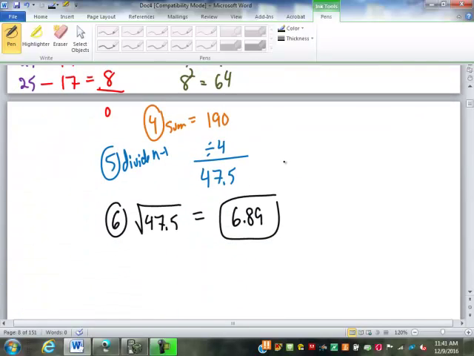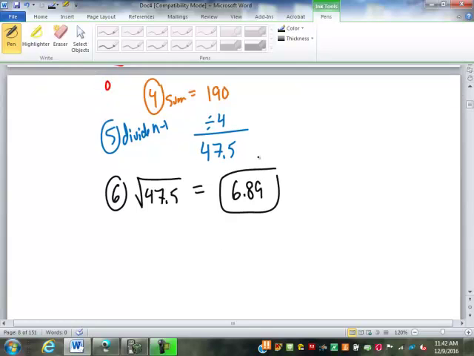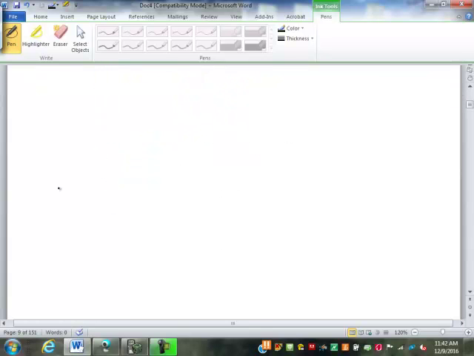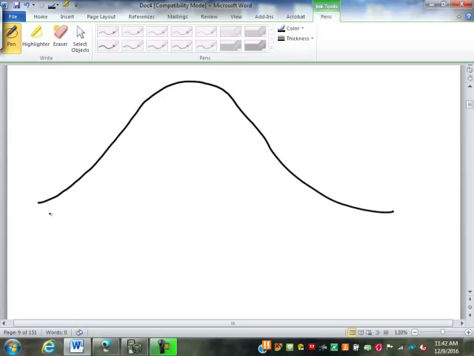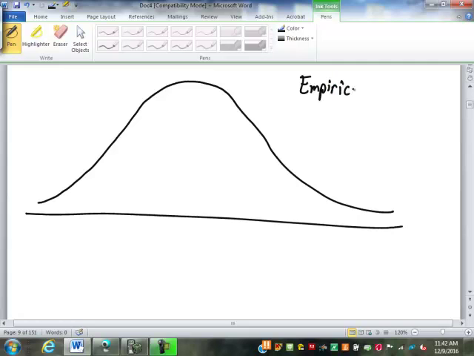So what good are all these? What are they really telling us? What would we really use them for? Well, there are actually a lot of things we would use them for. But some of the simpler things that we might use them for, back on the bell curve, there's something called the empirical rule.